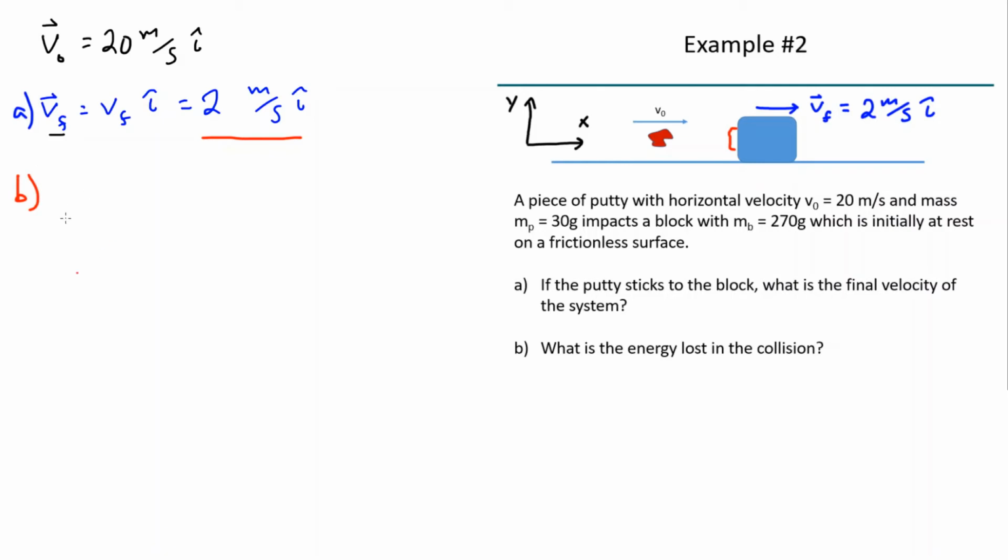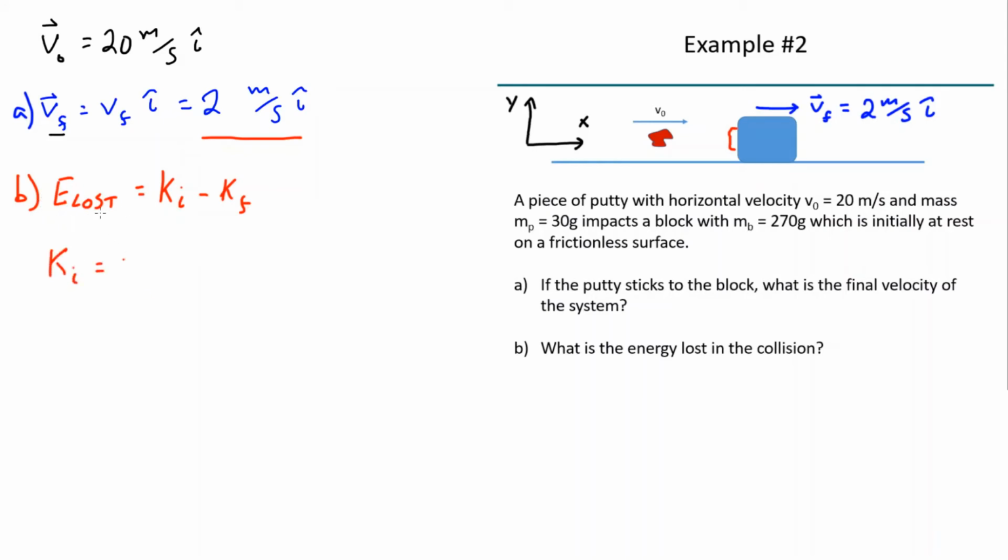Okay, so now for part B, we want to find what is the energy lost in the collision. Well, the potential energy of the system doesn't change. The height of the putty and the block don't change. There are no springs. So the energy lost is just the initial kinetic energy, that's how much energy I start with, minus the final kinetic energy. So let's just calculate what this is.